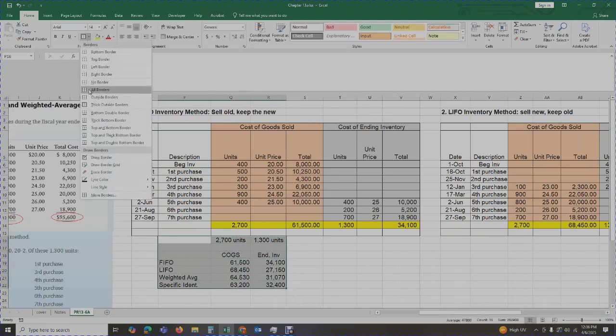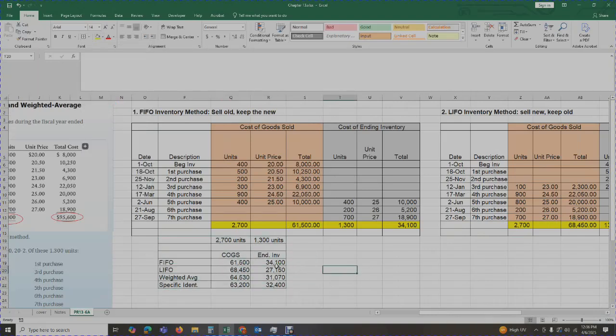If we look side by side at the four methods, regardless of the method that we use, we sold 2,700 units and we kept 1,300. Now, the valuation of our cost of goods sold varies based on the method. The same thing for my ending inventory. The one that yields the highest value for your ending inventory is the FIFO method. The one that yields the lowest value is the LIFO method. When we're dealing with cost, LIFO yields the highest amount, FIFO yields the lowest.